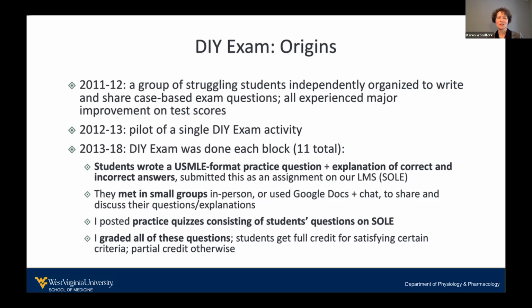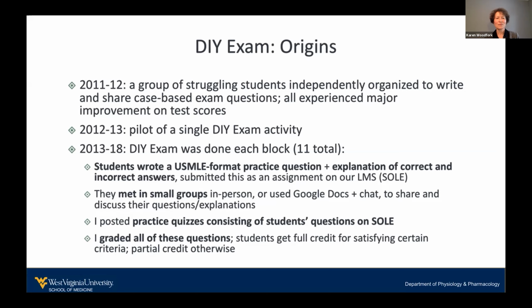I had a single instance of DIY exam in which I had each student write a case-based exam question and an explanation of why the right answer was right and the wrong answers were wrong, and then share that with other people in a small group. That seemed to go pretty well. So I incorporated it into an activity that was done each block, each of the 11 blocks.